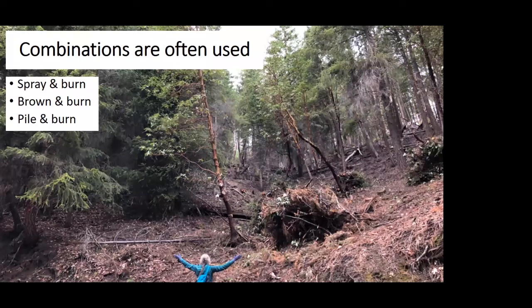Combinations are often used. So spray and burn: sprays kill the root systems to minimize sprouting after the burn. You can brown and burn, used where there is well-developed live woody brush and not much fuel to carry a fire. The brush is sprayed, allowed to cure, and then burned. And you can just pile and burn. So that's the most common here. Those combos are a pretty popular thing.